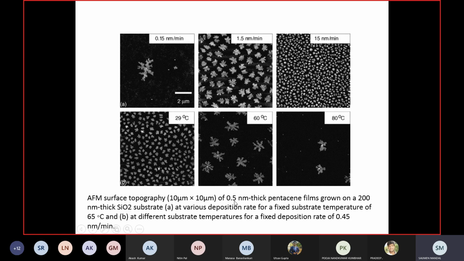So your film thickness is 0.5 nanometers, at various deposition rates. This set of figures is called A. A is various deposition rates for a fixed substrate temperature of 65. So in this case, substrate temperature is fixed at 65 and deposition rate is changing from 0.15 nanometer per minute to 1.5 nanometer per minute, then 15 nanometer per minute. So the deposition rate is changing.